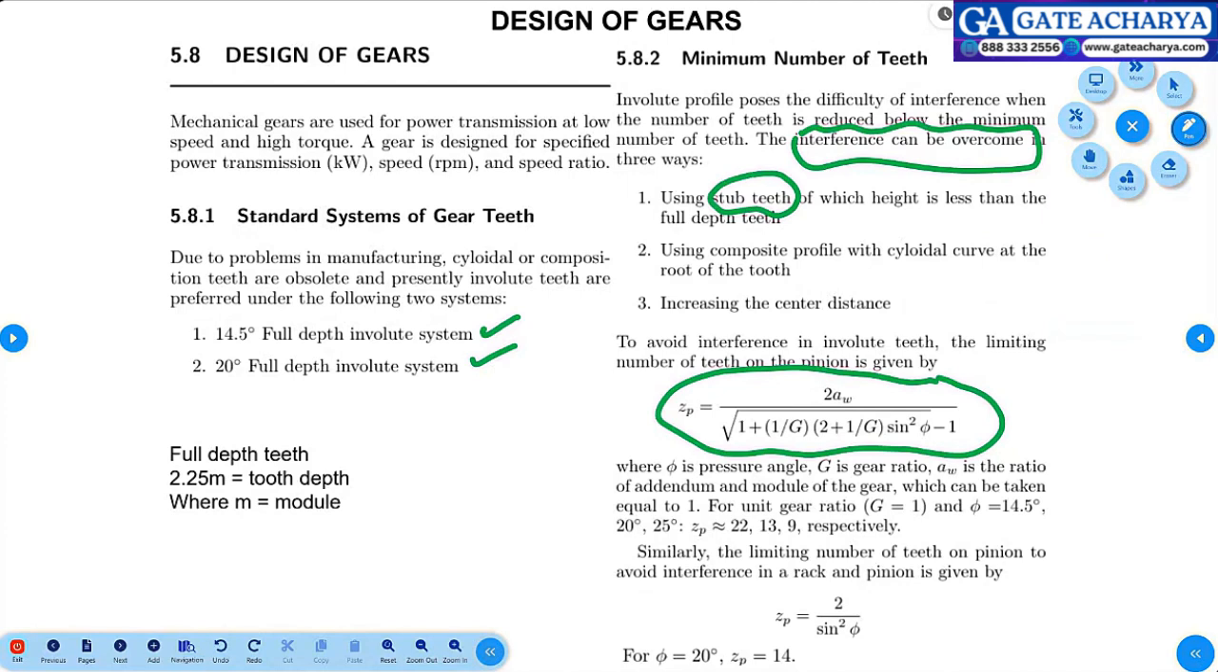Any doubt, please ask. How much conceptualization you have for the fundamentals, that will be your GATE score. How much understanding you have of the concept of an equation, that much will be your GATE score. So without any conceptualization or understanding, it's very difficult to get a GATE score.